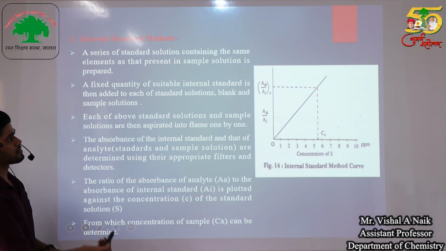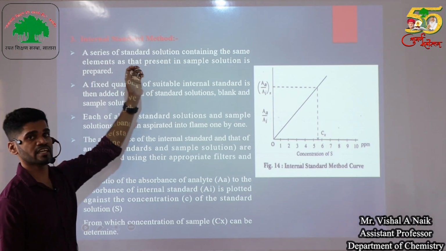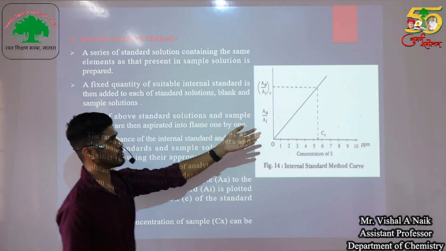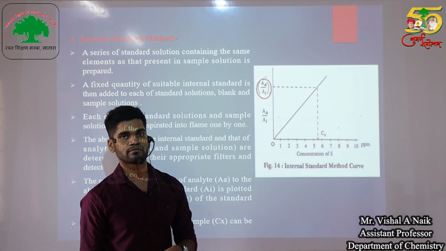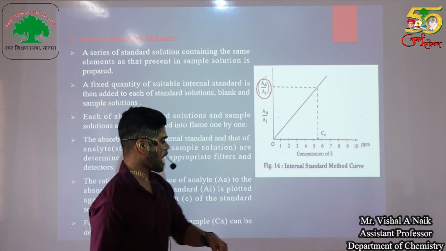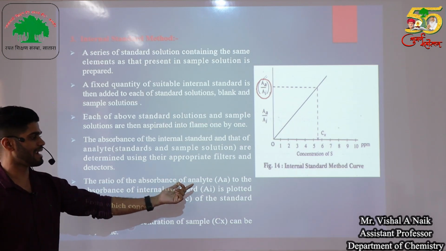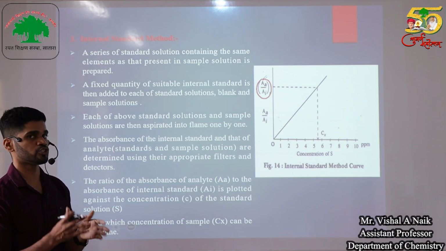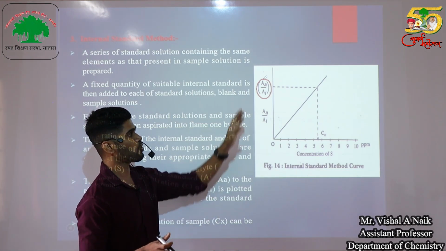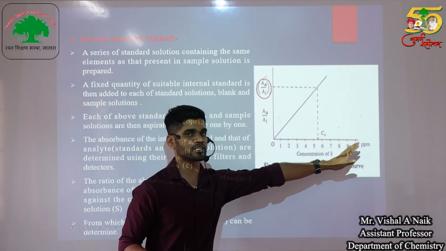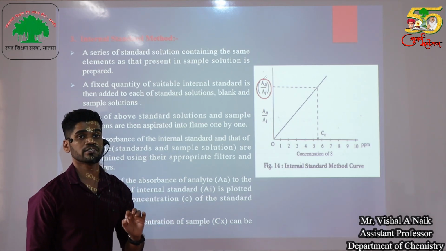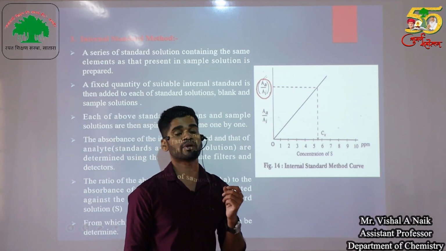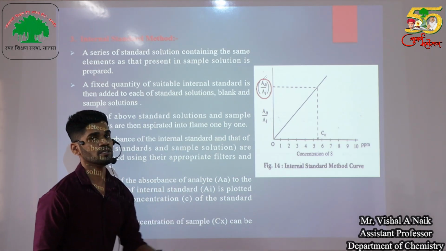Then the last method is the internal standard method. So here, instead of emission, absorption is used. The absorbance of the analyte and the absorbance of the internal standard are measured, and the ratio is taken. We plot that ratio against the concentration of the standard solution, and by using this graph also we determine what amount of metal ion is present in that particular sample solution.